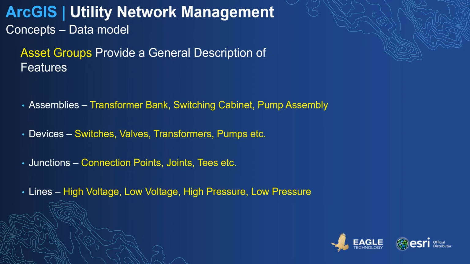The asset group attribute represents the general classification of a feature. So the asset group is actually your feature class subtype in a structure network and domain network feature table. These are established to define the major classification of your assets.